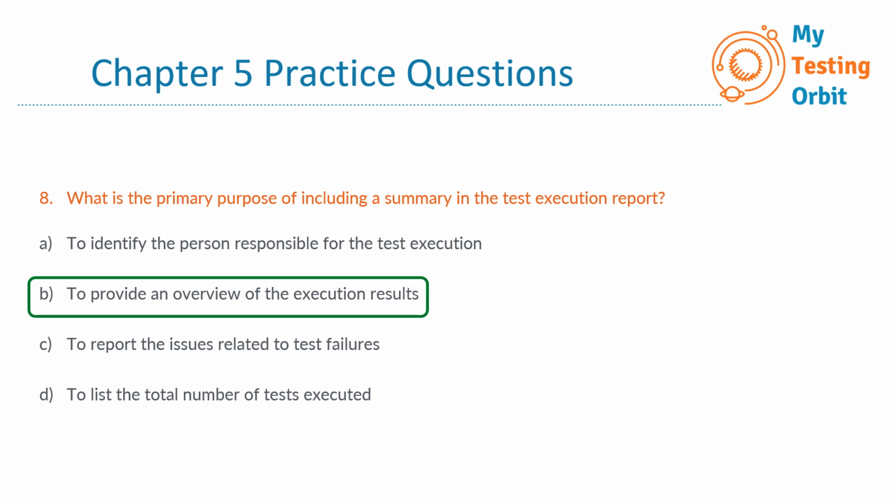Reporting issues related to test failure is important, but the main purpose of a summary is to give a concise overview of the test results, while detailed reports might address the specific issues. And option D, to list the total number of tests executed. While the total number of tests executed is an important piece of information, it does not fully capture the purpose of a summary, which is to provide an overview of the execution results, not just a count.